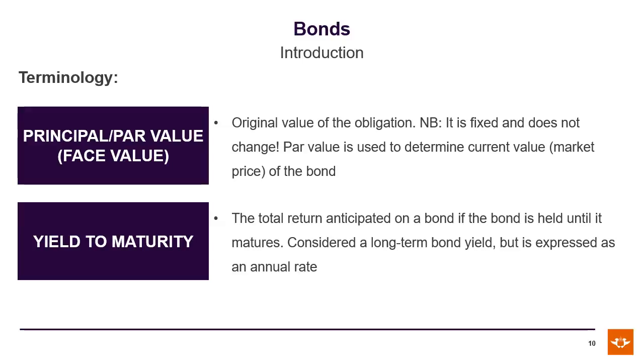The yield to maturity is the total return anticipated on a bond if the bond is held until it matures. It is a long-term bond yield but is expressed as an annual percentage rate. The assumption embedded in it is that every coupon that you get paid is reinvested at the yield to maturity.